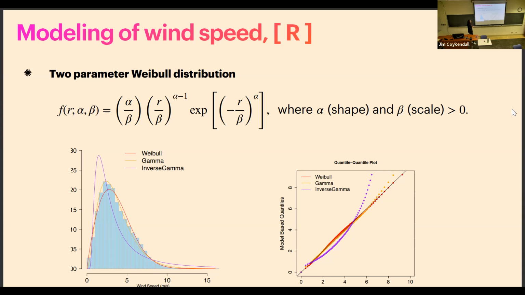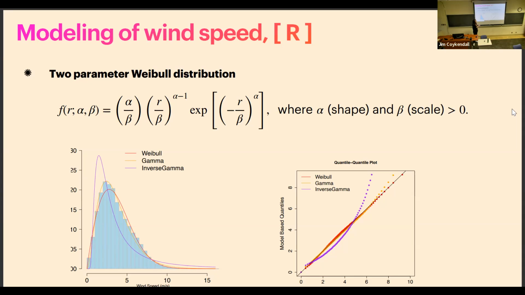To show you that the Weibull distribution is indeed a good distribution to represent wind speed data, I'm using the same wind speed data from the previous slide, and I fitted three different distributions. The red curve represents the Weibull distribution, the orange curve represents the gamma distribution, and the purple curve represents the inverse gamma. To see which of these three distributions approximates our data well, we construct what is called a quantile to quantile plot, or QQ plot.